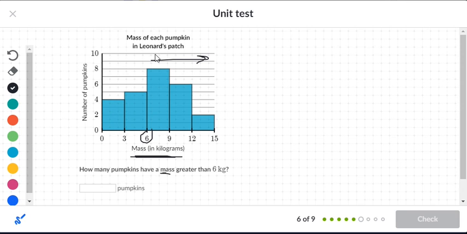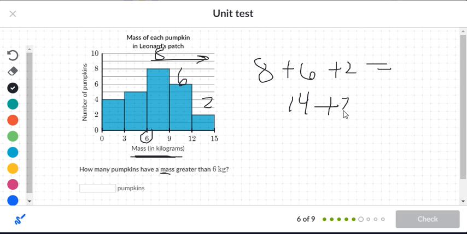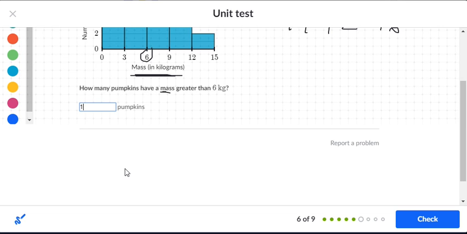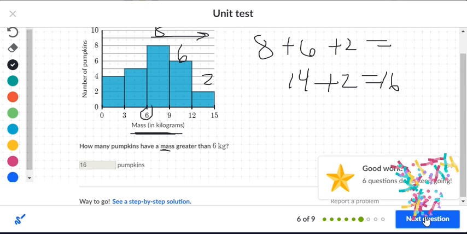So this one is 8 right here, so that's 8. This is exactly at 6, so these are exactly at 6. This is exactly 8, and this one is exactly 2. So these actually fall on exact numbers here. So we have 2, we have 6, and we have 8. So what we do is we simply add these up together. So 8 plus 6 is 14. 14 plus 2 is 16. So altogether there would be 16 pumpkins more than 6 kilograms.